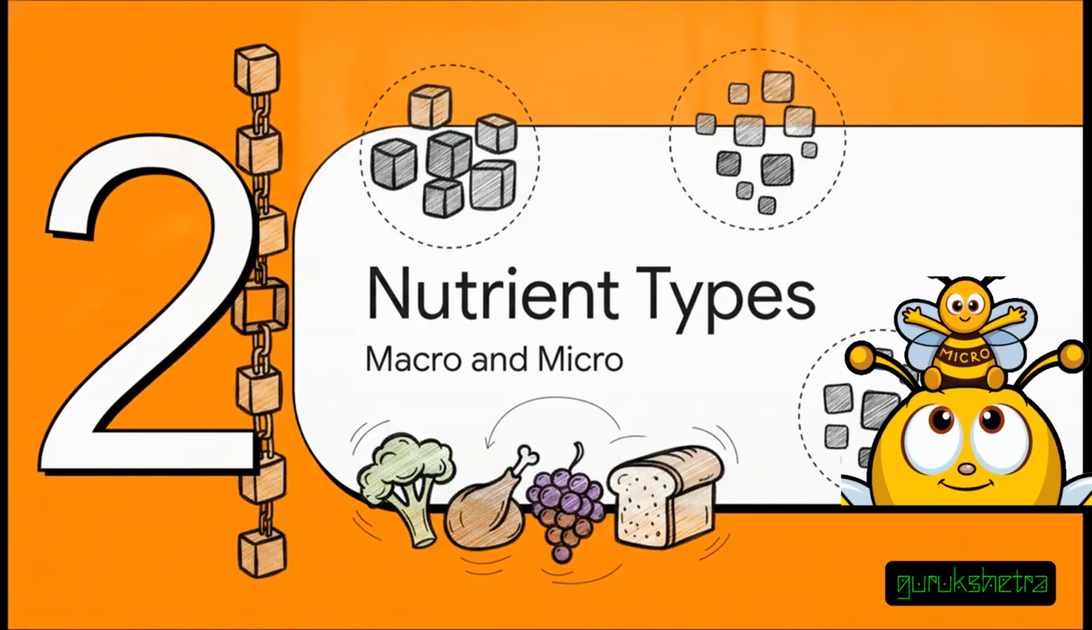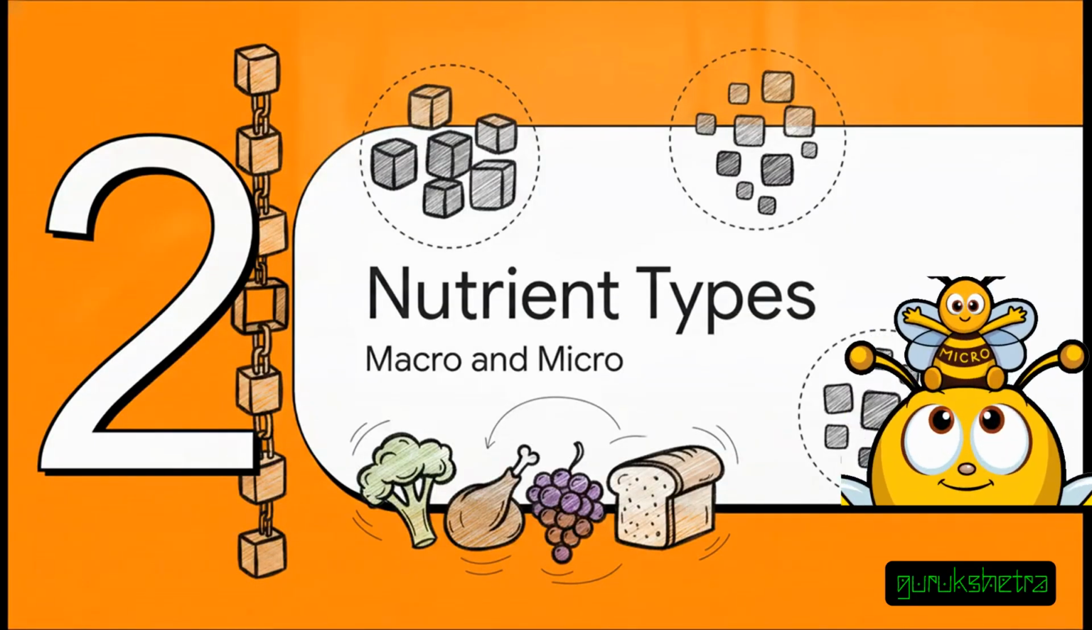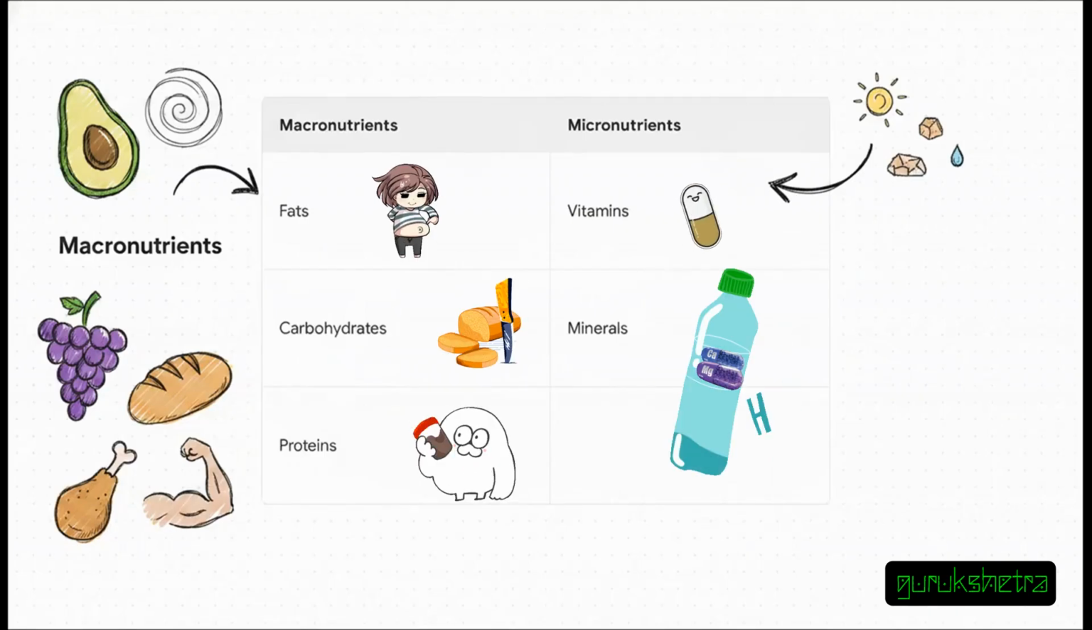Moving right along to Section 2, Nutrient Types, Macro and Micro. All right, let's look at the specific building blocks of life that make up our food. To make this super easy to remember for your exams, I've got two handy little mnemonics for you. Look over at the macronutrients. These are the ones we need in large amounts. Just remember FCP, fats, carbohydrates, proteins. Say it with me in your head, FCP.